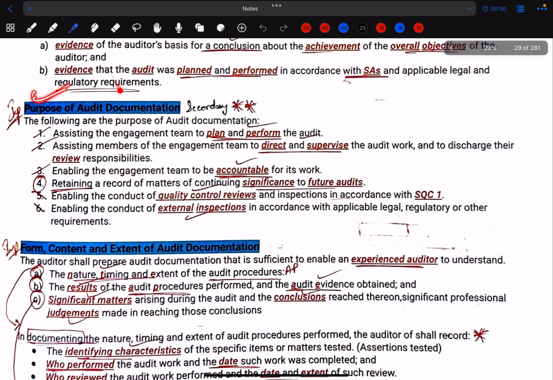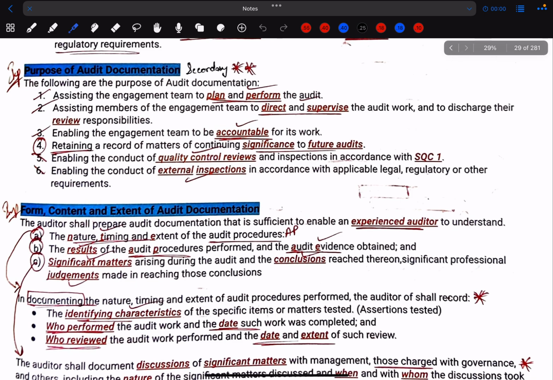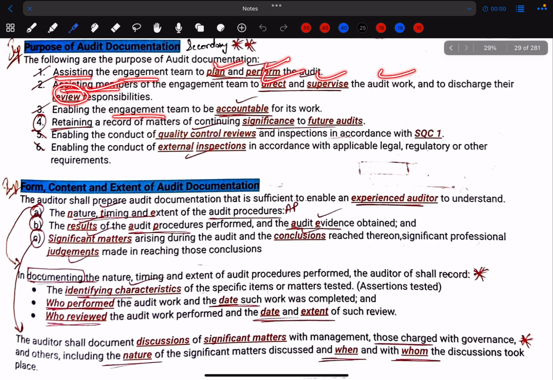This purpose of audit documentation is important. There is a direct question on it. The first purpose is assisting the engagement team to plan and perform the audit. Next, assisting the members to direct and supervise the audit work and discharge their review responsibilities, and enabling the engagement team to be accountable for its work.